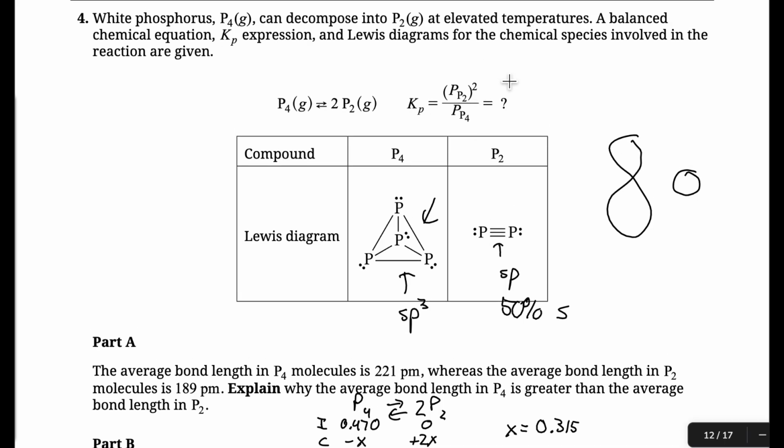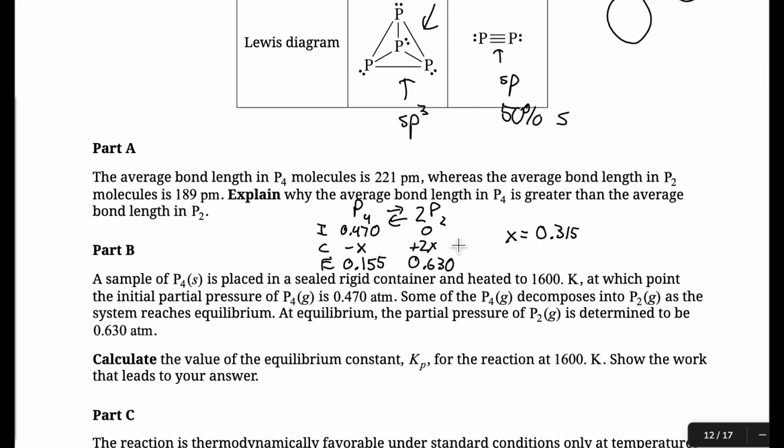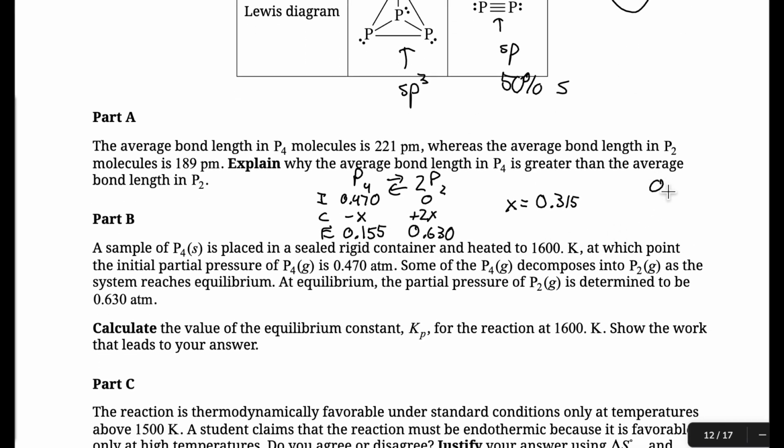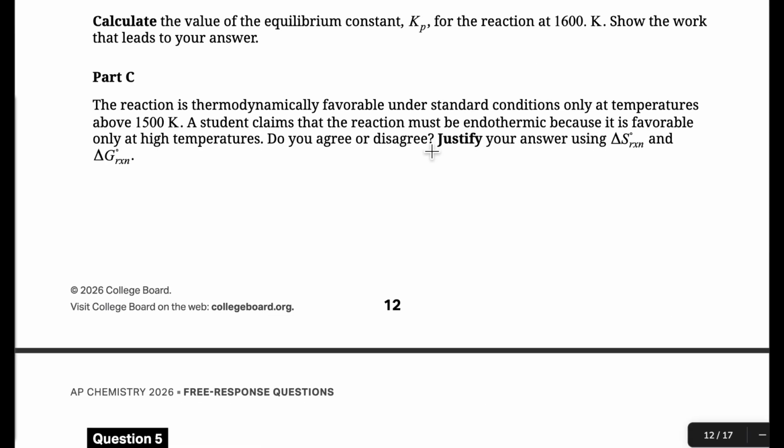it actually gives us the expression up here. The partial pressure of P2 squared over the partial pressure of P4 gives you Kp. So we're going to do that here as 0.630 squared over 0.155. So I get an answer of 2.56.